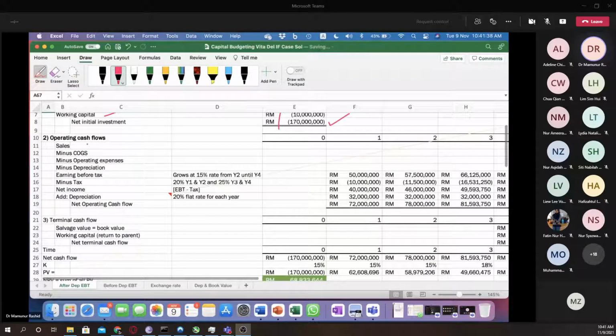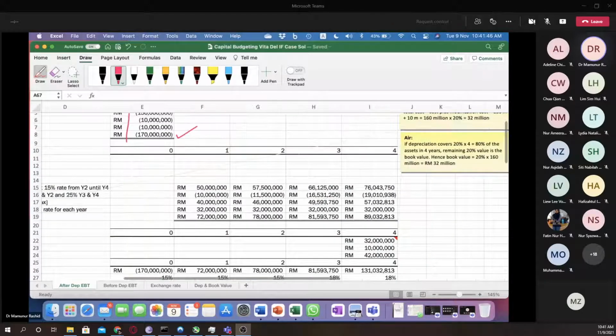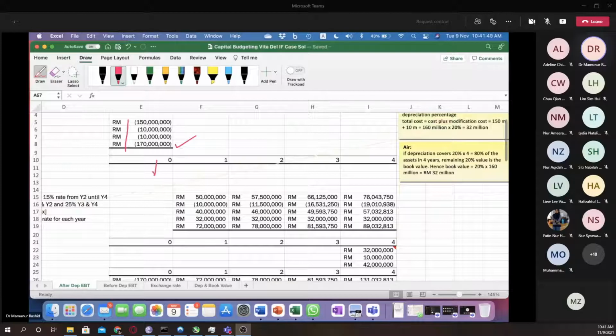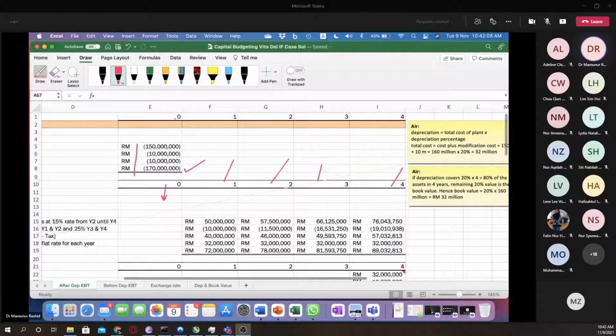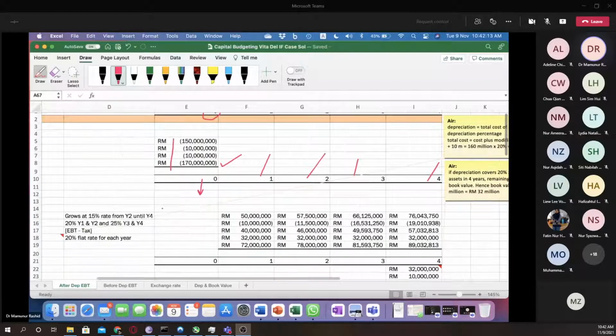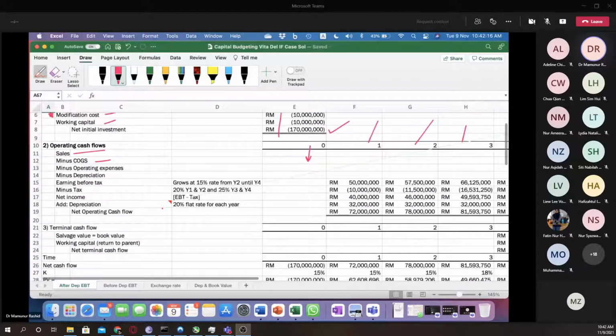Okay, next one, operating cash flow. We don't have any sales. We don't have any cost of goods sold. First, what we need to do is identify the time. Remember, time zero is the current period. Then the project will go to year 1, year 2, year 3, year 4. If you check the question, the project will run for 4 years, so we need to do the cash flow estimation for 4 years. The initial investment happens in year 0 because no production has started yet.